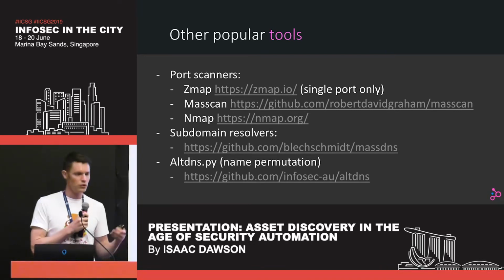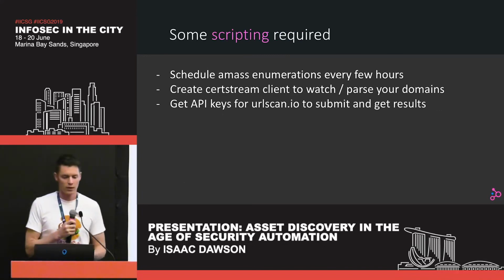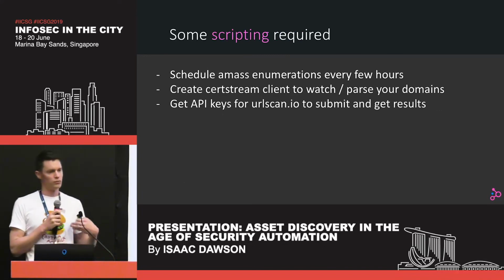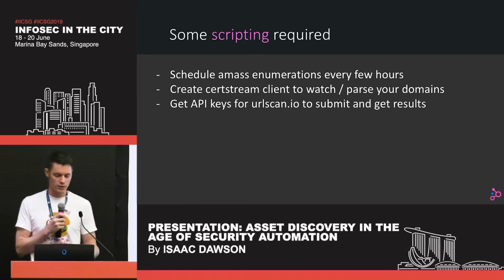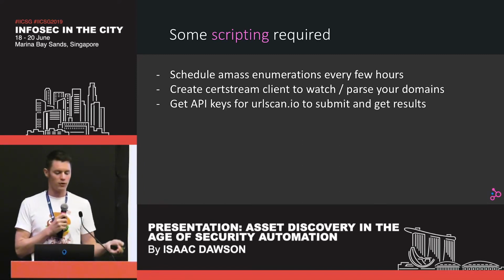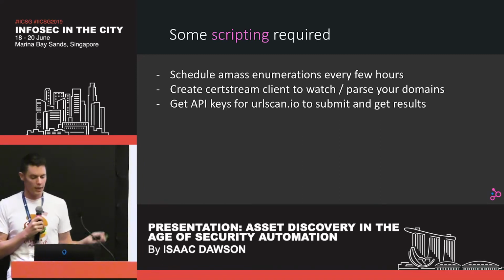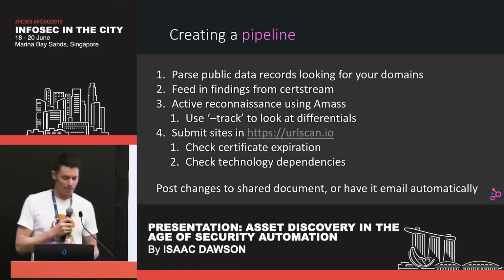You can use all these tools in combination, but it is going to require some scripting. You're going to need to either schedule this using cron or some other type of scheduling system to use Amass to do your enumerations. You have to create a CertStream client and get API keys for urlscan, and then you can start to build your own little pipeline.